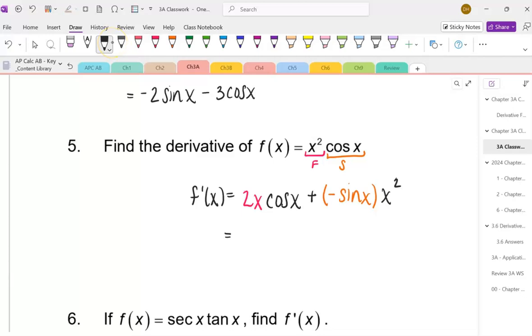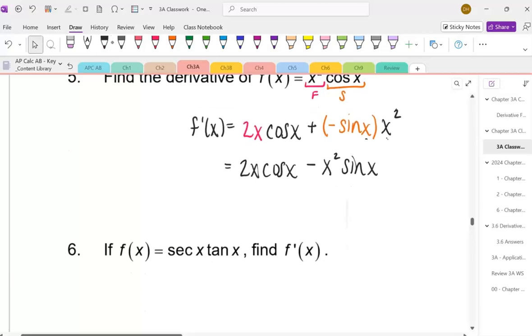I like to move the polynomial to the front of whatever I've got. So I'm going to keep this as 2x cosine x, and then that's going to be minus x squared sine x. It's just easier for me to see, and then I'm not trying to do x times x squared, which is not possible. You cannot multiply those together.